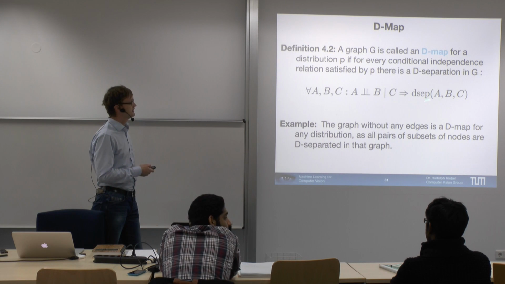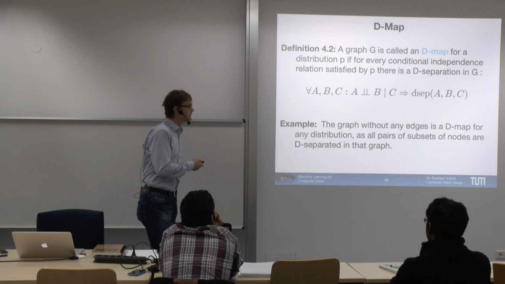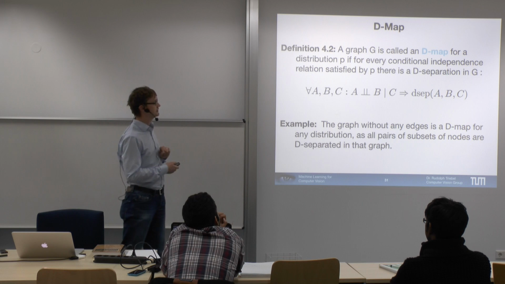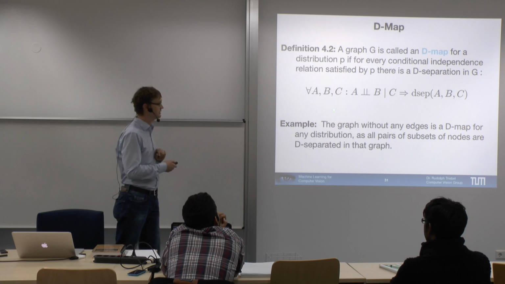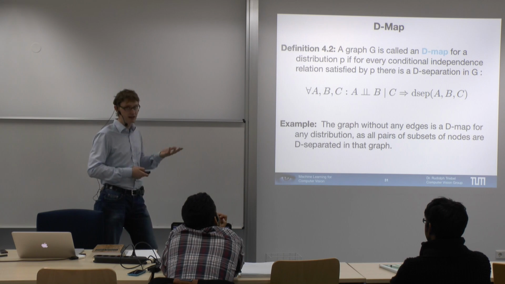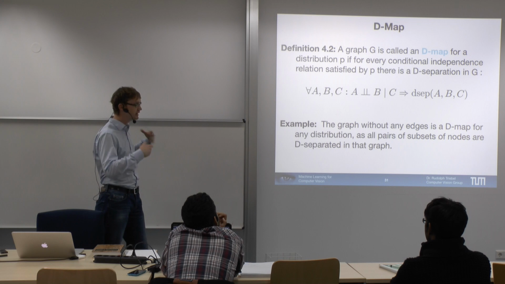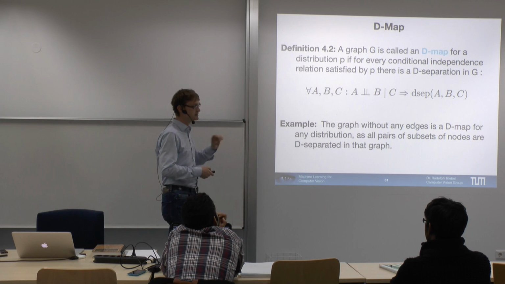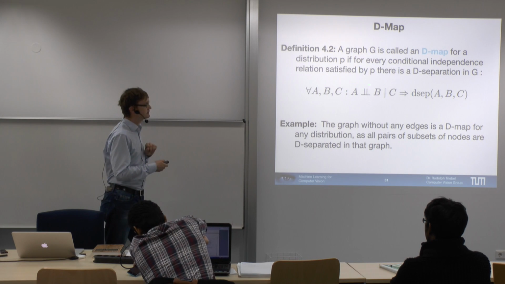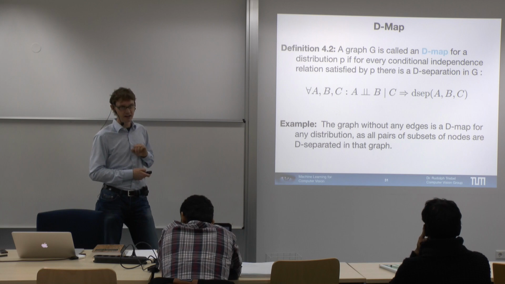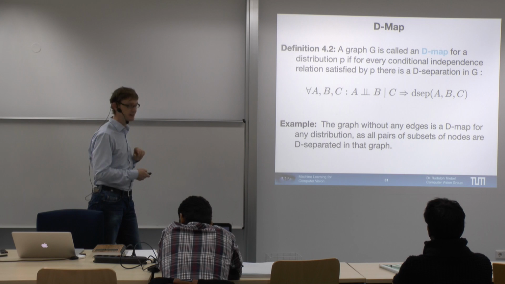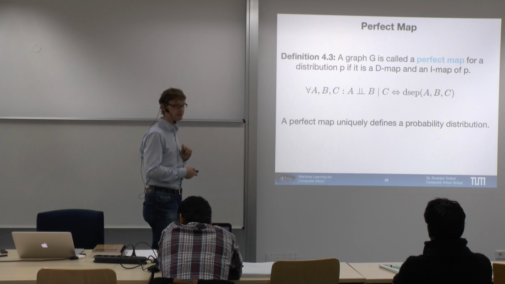So that means if the underlying distribution has any kind of independence relationship between A, B, and C, then it is already represented as a d-separation because everything is anyhow d-separated, right? Whatever three sets of nodes A, B, and C we take, they're all d-separated. That means whatever we have here, it is represented already as a d-separation. And now, of course, these two extreme cases are not very interesting. What we actually want is a so-called perfect map.